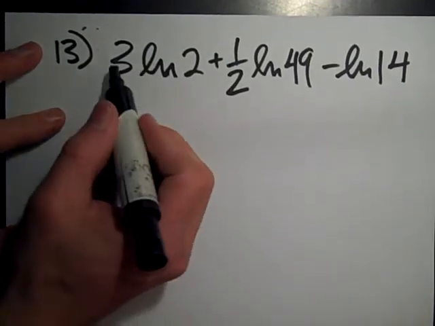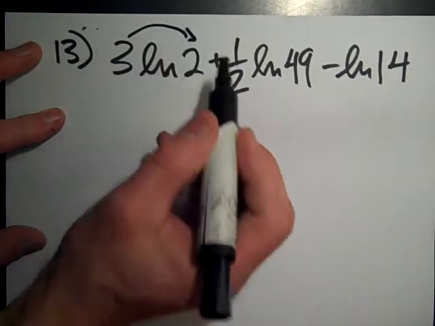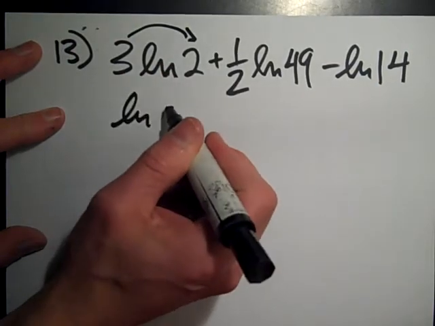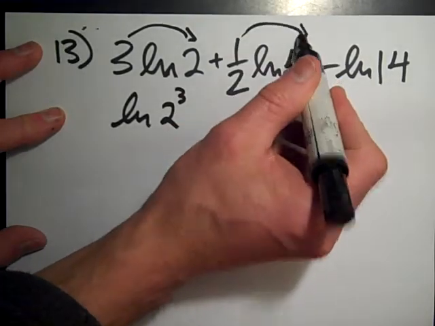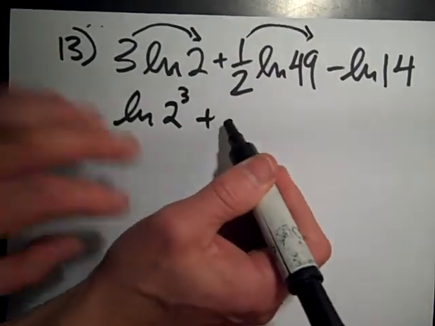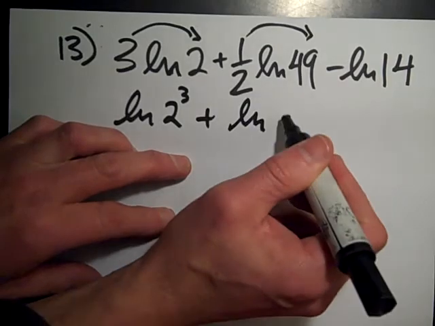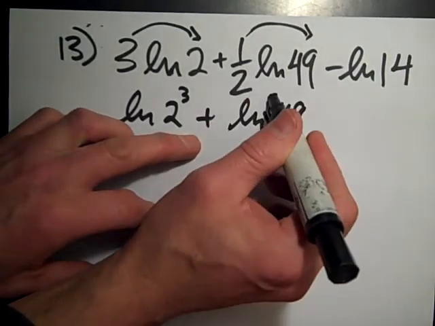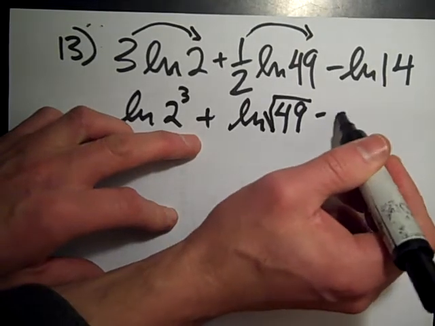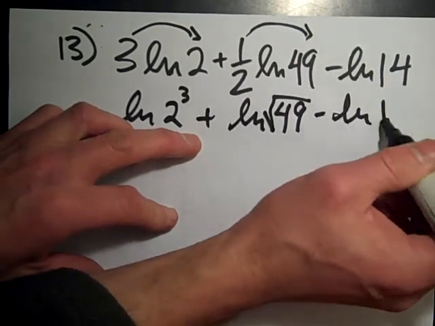Okay, so we're going to apply that now in problem number 13. If there's a number out front, I bring that inside. This becomes the natural log of 2 to the third power. I bring this 1/2 inside, and that's then the natural log of 49 to the 1/2 power, which is the square root of 49, minus the log of 14.